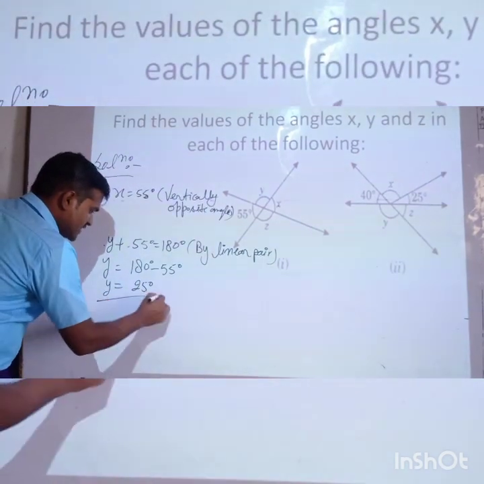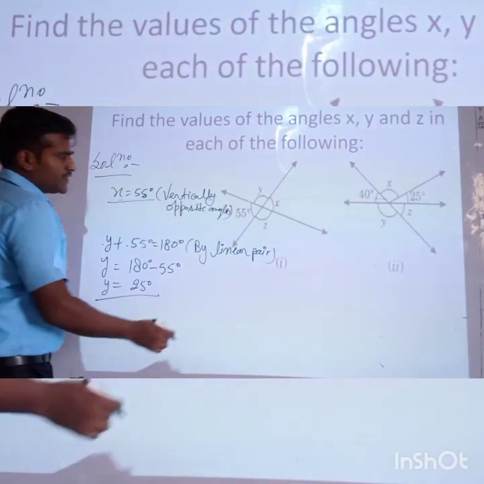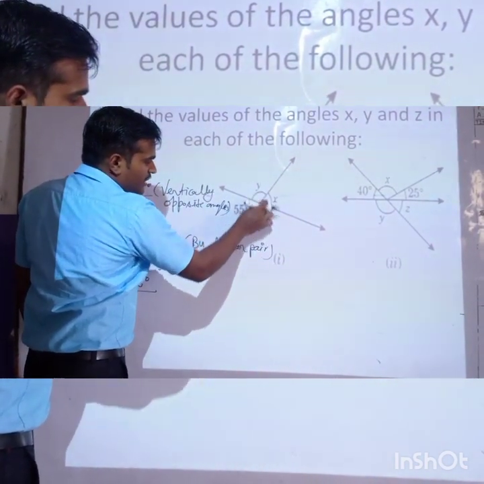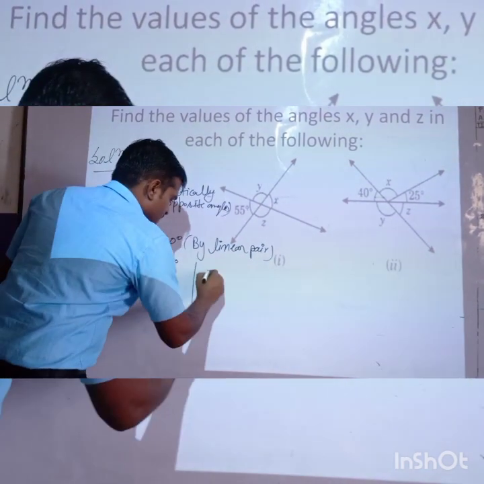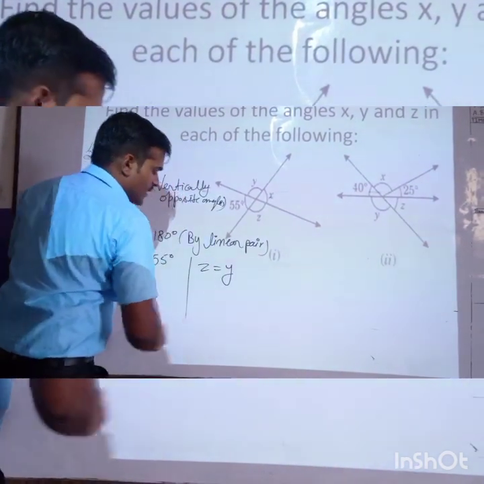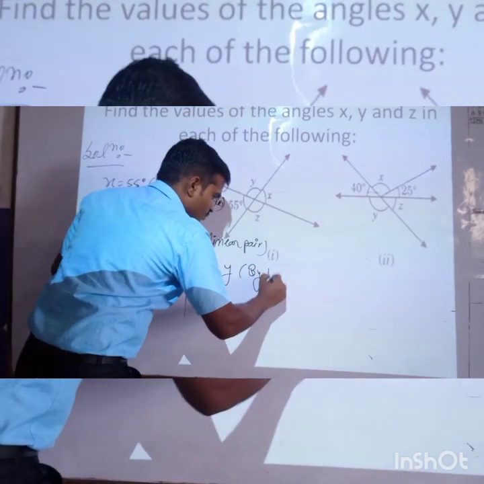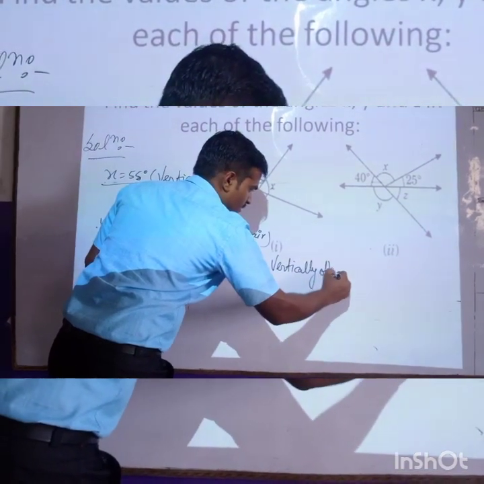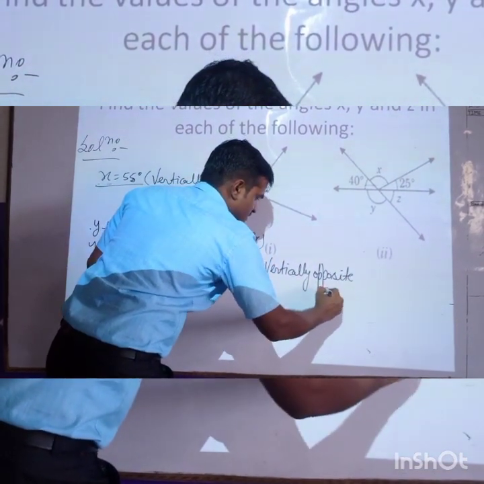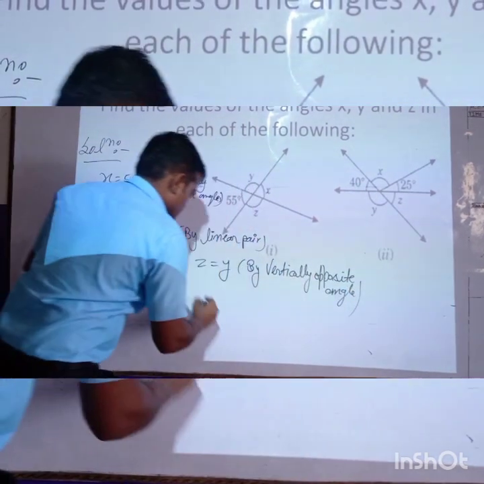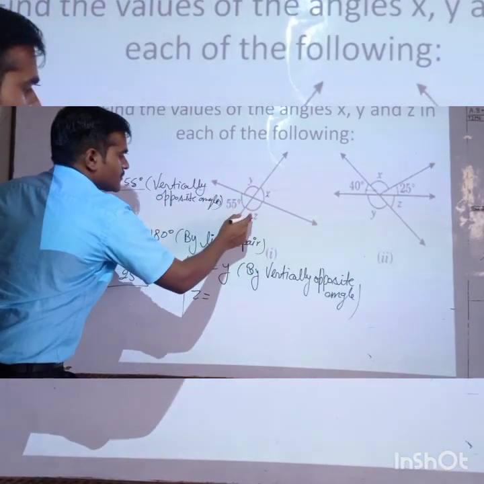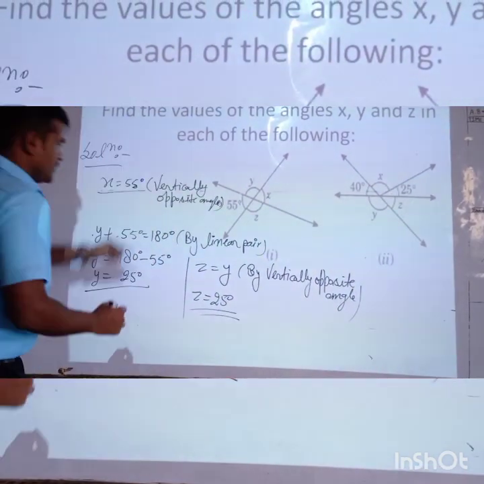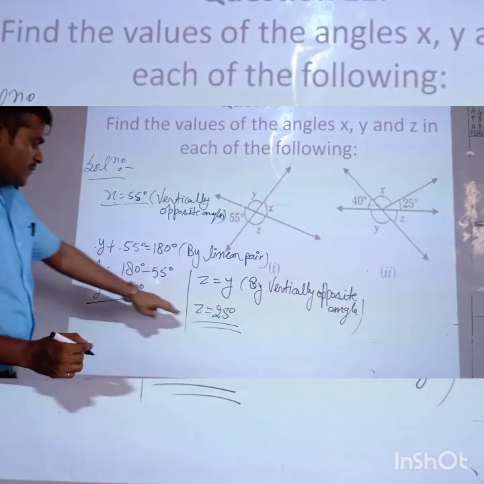125 degree. If y is equal to 125 degree and x is equal to 55 degree, we have to find the value of z. So z is vertically opposite to y. You have to write there z is equal to y by vertically opposite angles. So what is the value of y? That is 125 degree. So we got the value of x, y and z.